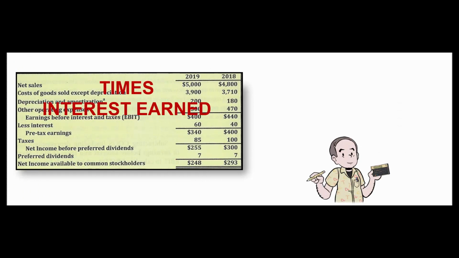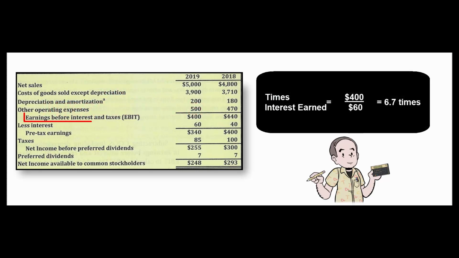A measure to see if a company already has too much debt might be their times interest earned ratio. Let's take EBIT, earnings before interest and taxes, and put that over interest expense. For this company, that would be 400 over 60. So on an annual basis, they have operating income that is 6.7 times their interest expense.